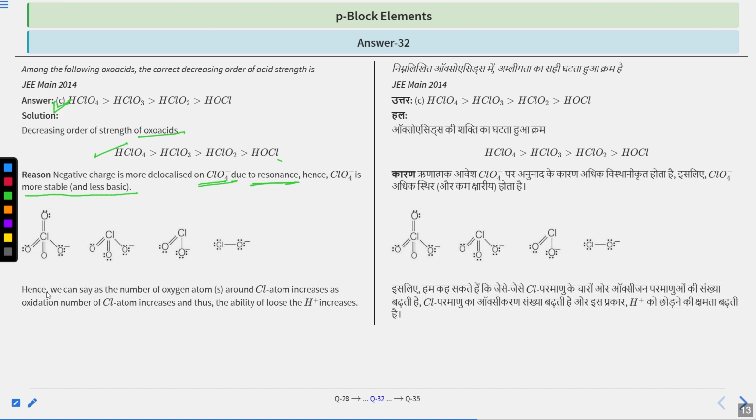Okay, so we can say as the number of oxygen atoms around the chlorine atom increases, the oxidation number of chlorine atom increases, and thus the ability to lose hydrogen positive increases. Okay, so all are directly related. If the oxygen atoms number around the chlorine atom increases, the oxidation number of chlorine atom increases, and the ability to lose the H positive ion from the acid is increasing. That's why HClO4 has the highest acidic strength and HOCl has the least acidic strength. And thus option C is the correct answer.